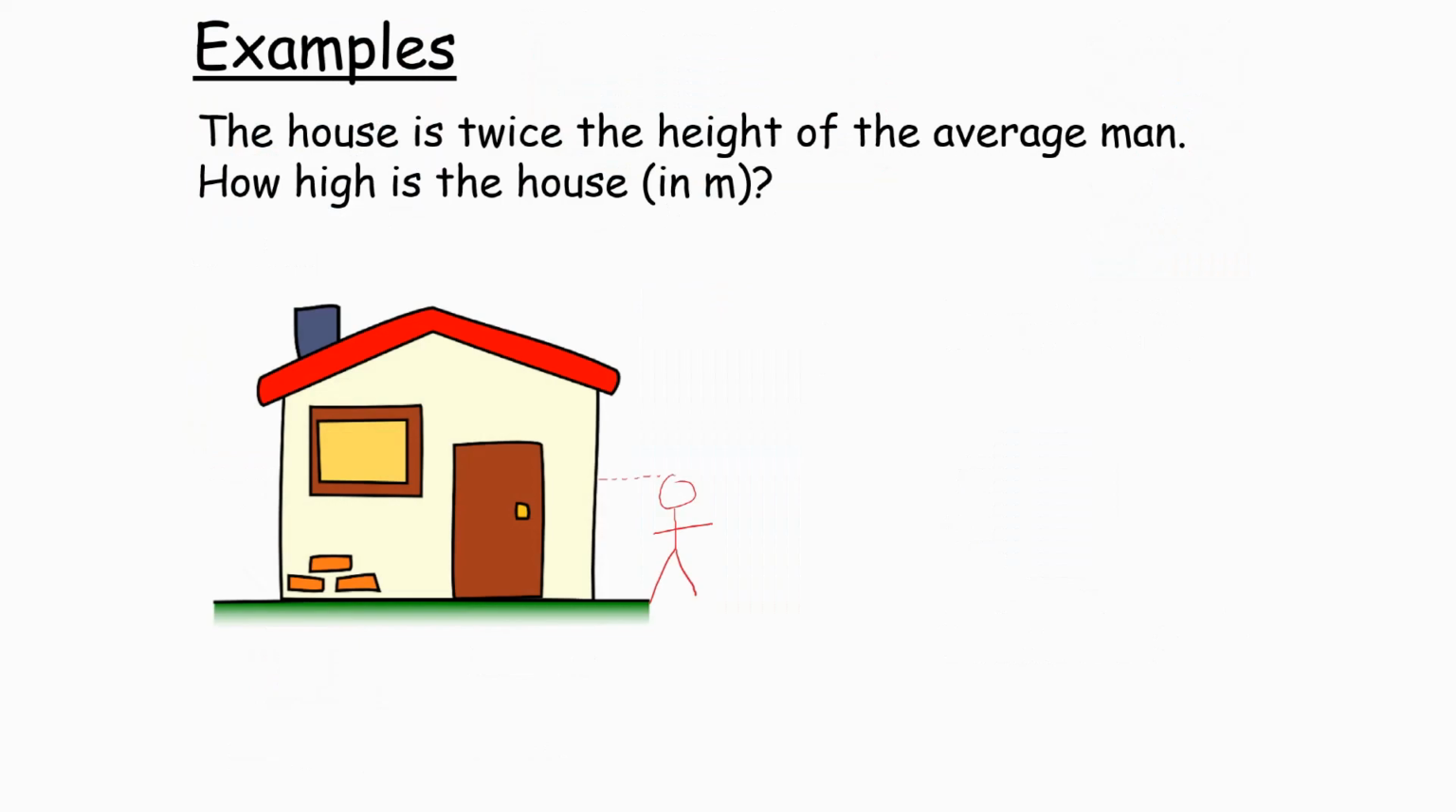Here's an example. The house is twice the height of the average man. How high is the house in metres? So it's only an approximation, but basically the height of the average man in Britain is about 1.75 metres. So if the house is twice that, we would just need to do 1.75 doubled. So to do this, you could do 1.75 plus 1.75, which would be 3.5 metres.